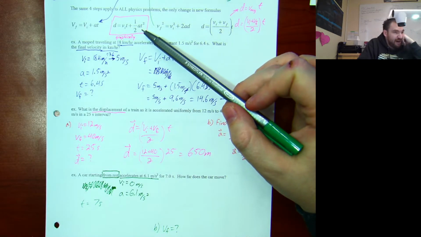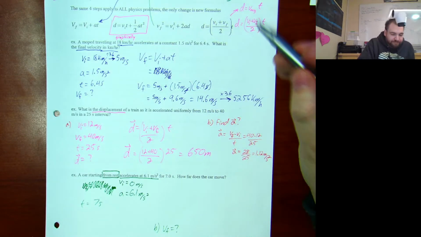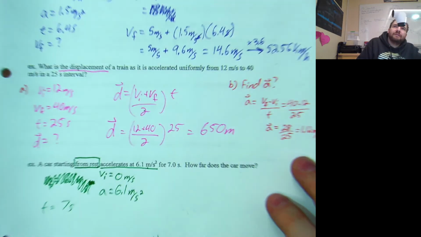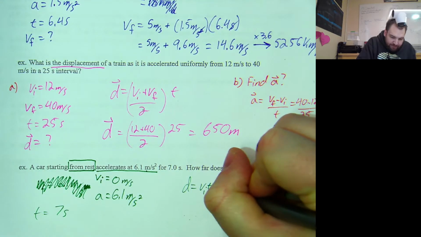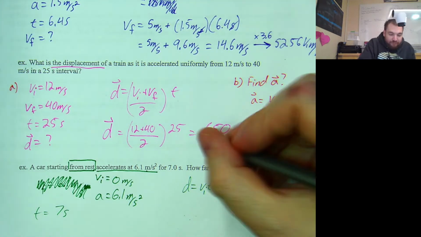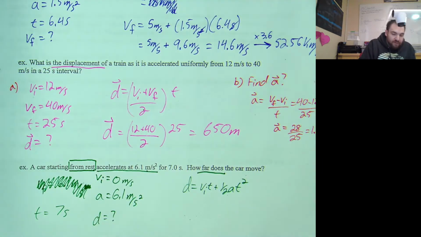The one that I'll prove to you graphically later. D equals VI T plus half A T squared. So let's use it. D equals VI T plus 1/2 A T squared. And I want to find how far. So that's what I'm looking for. This is the only equation that relates what I'm given.